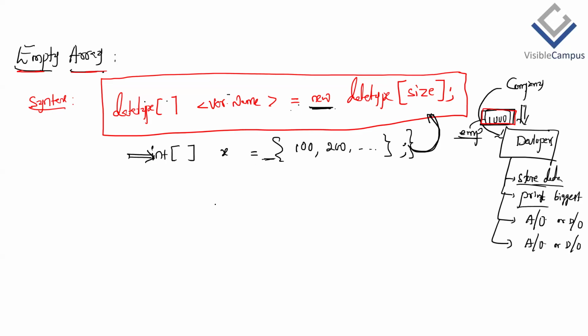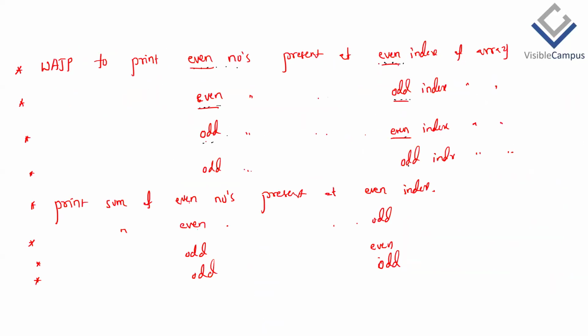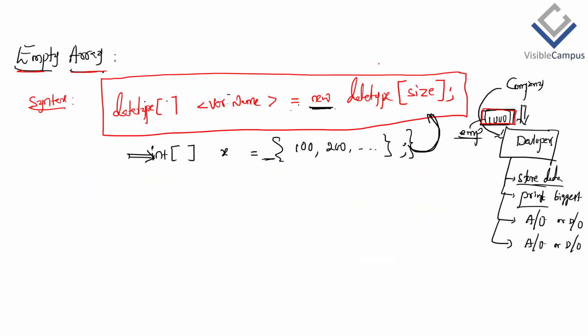Once we declare these empty arrays, one most common mistake is this: previously we practiced arrays where, when declaring directly, we use flower brackets. Therefore, we also tend to make the mistake of using flower brackets to declare the size. That's a common mistake which I have seen in my previous batches. So remember this point: it has to be square brackets only here.